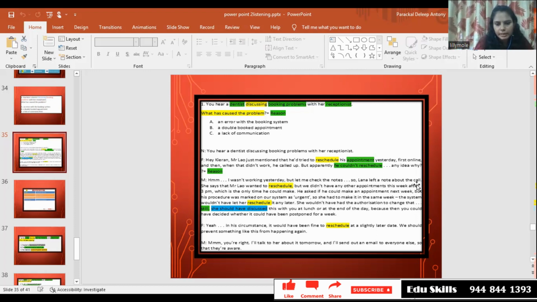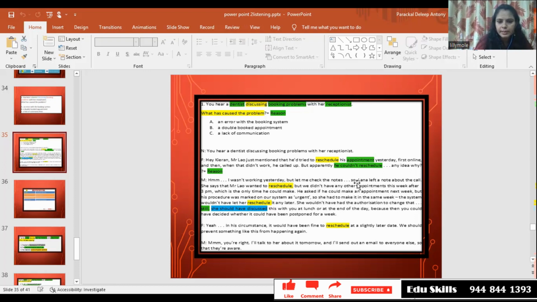We didn't have any other appointment this week after 3 p.m., which is the only time he could make. Then he asked if he could make an appointment next week, but this procedure was marked down in our system as urgent. So he had to make it in the same week. The system wouldn't have let her reschedule it any later.